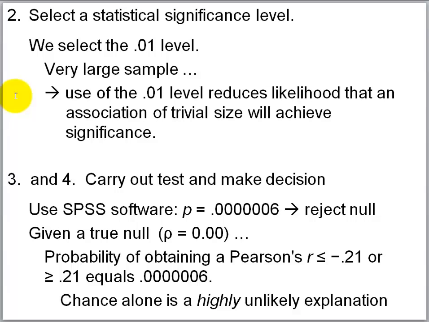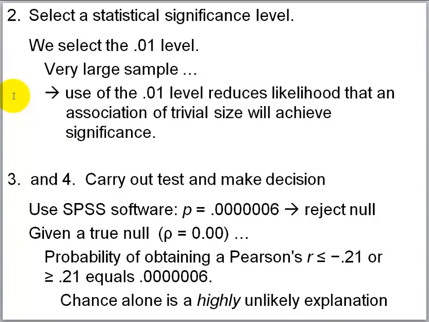To some degree this will counterbalance the fact that our power is going to be quite large given our very large sample size. Since we've got a large sample size and it is therefore fairly easy to reject the null, we'll use the tougher significance level and counterbalance that.